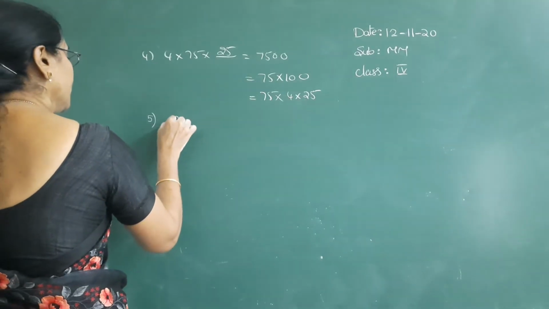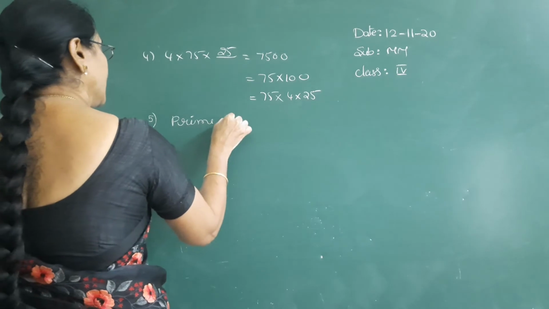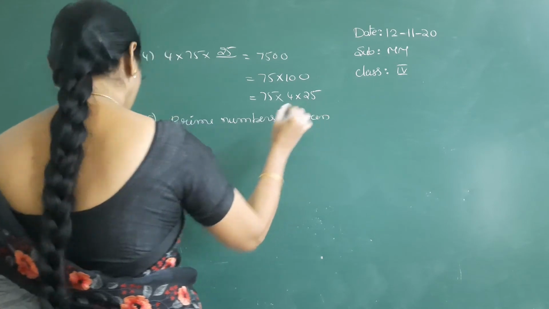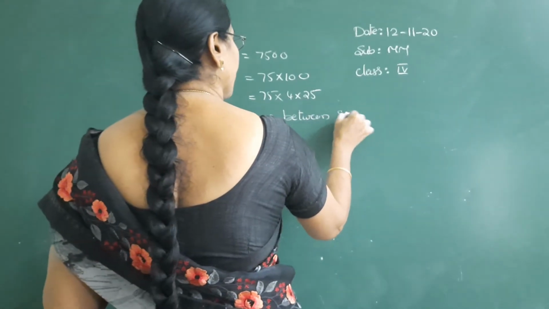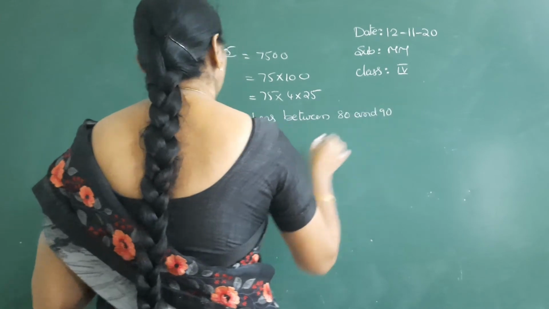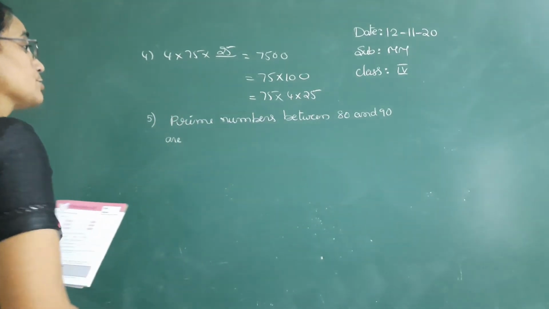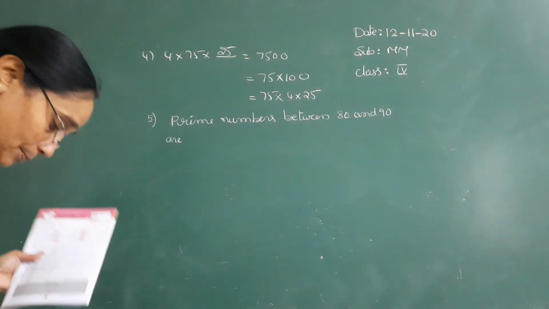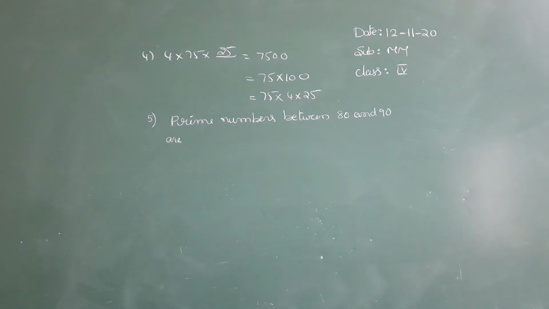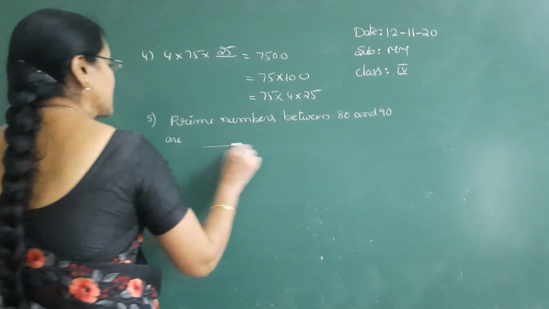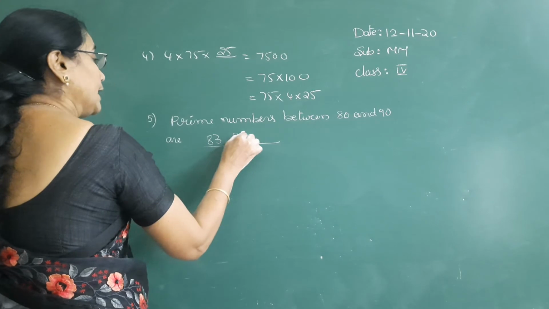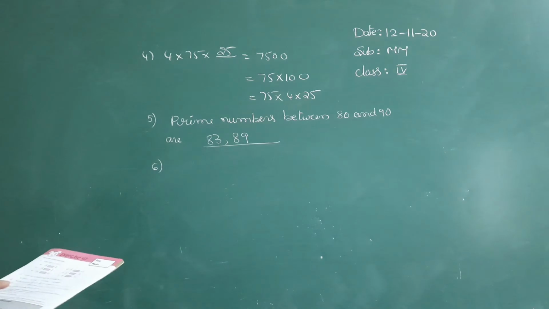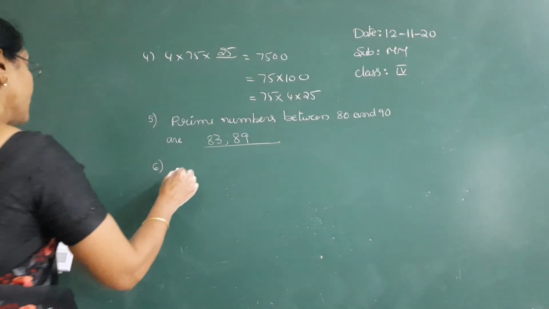See the fifth question. Prime numbers between 80 and 90. This is a new topic for you. I have already explained prime numbers so many times. A number which has only two factors is called a prime number. Between 80 and 90, the prime numbers are 83 and 89. These two have only two factors; all the remaining are composite numbers.